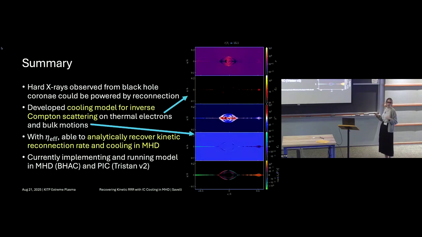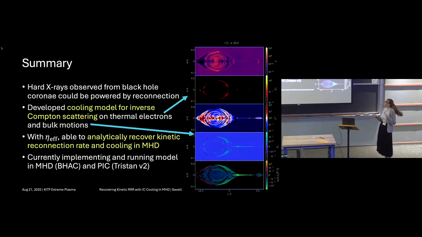And then I also wanted to cool on the bulk motion. So here's my bulk cooling law, and here is the bulk motions. And again, it's picking up where things are moving fast. And with this new non-uniform resistivity, the effective eta, we're able to analytically recover not only the kinetic reconnection rate, but also the cooling in MHD. We're currently implementing and running this in MHD using Athena and PIC using Tristan V2 to compare the two and see if it's something that we could implement to make global simulations a little more realistic. Thanks. Thank you.